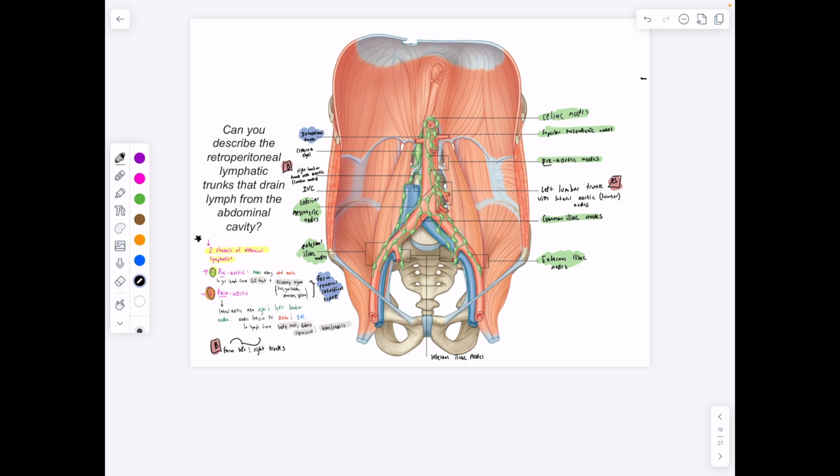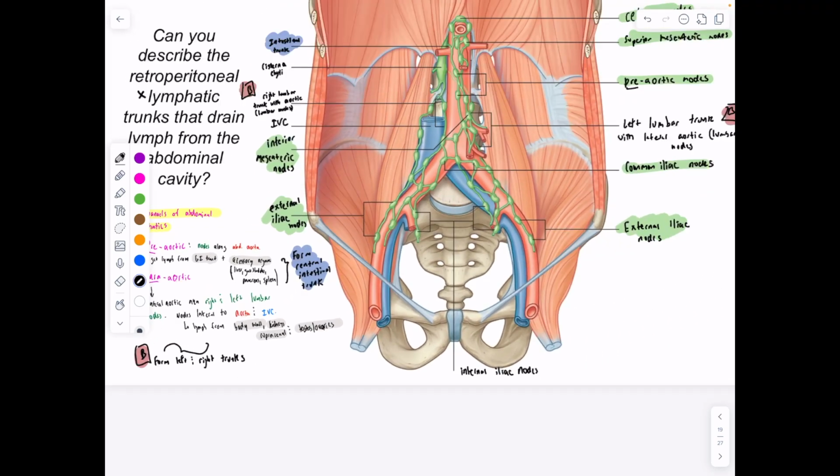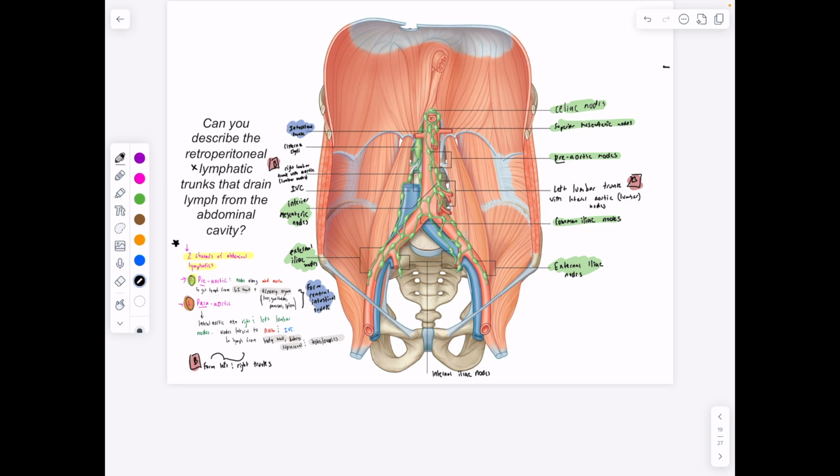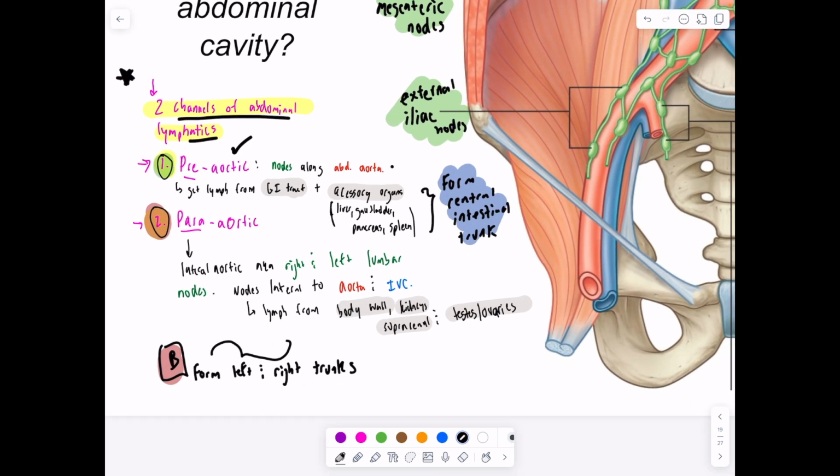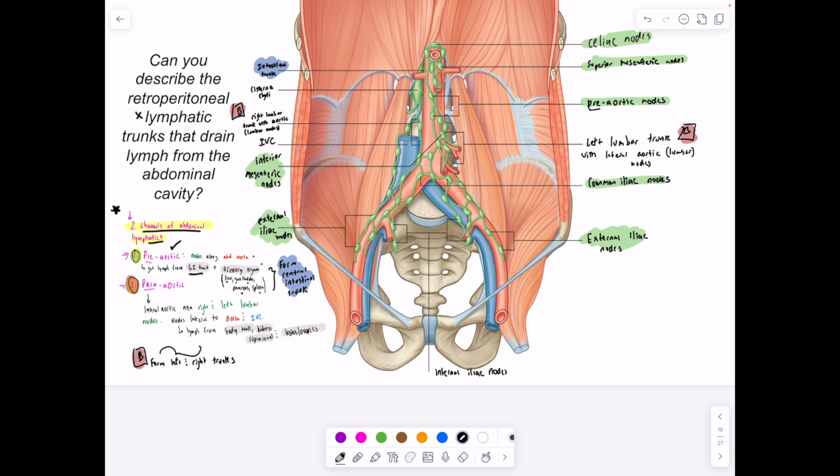All right, how about the retroperitoneal lymphatic trunks that drain the lymph from the abdominal cavity? So we really have two ways of classifying this. We have two channels of abdominal lymphatics. We have pre-aortic, which is nodes along the abdominal aorta. So if it's along the abdominal aorta, we call it pre-aortic, and this gets lymph from the GI tract and the accessory organs, such as the liver, gallbladder, pancreas, and spleen, and then those will eventually come together to form the central intestinal trunk, which will drain into the cisterna chyli.